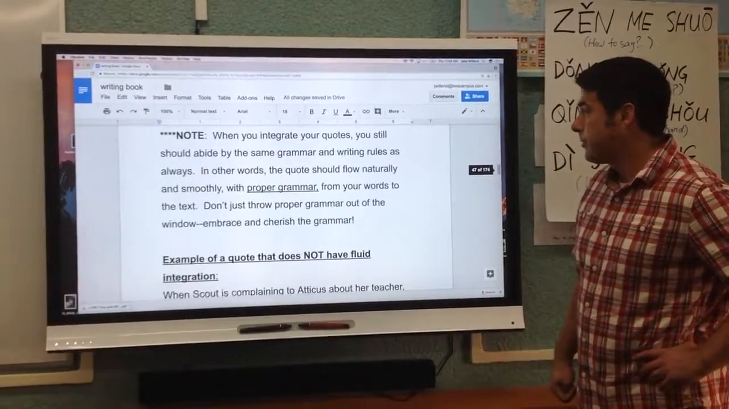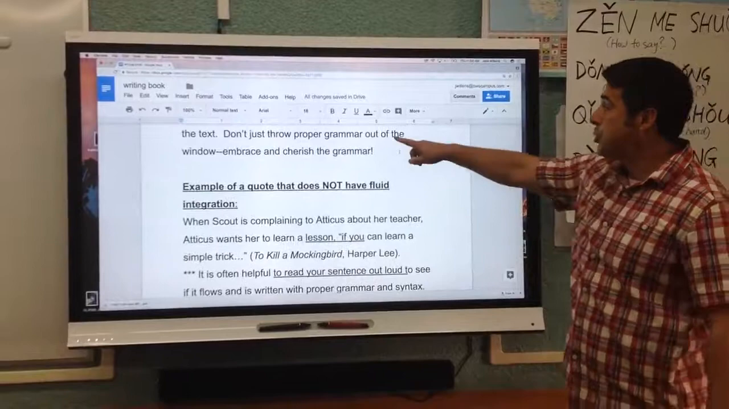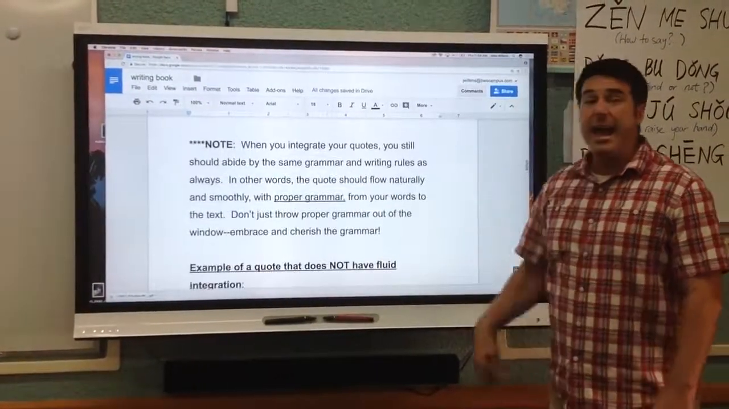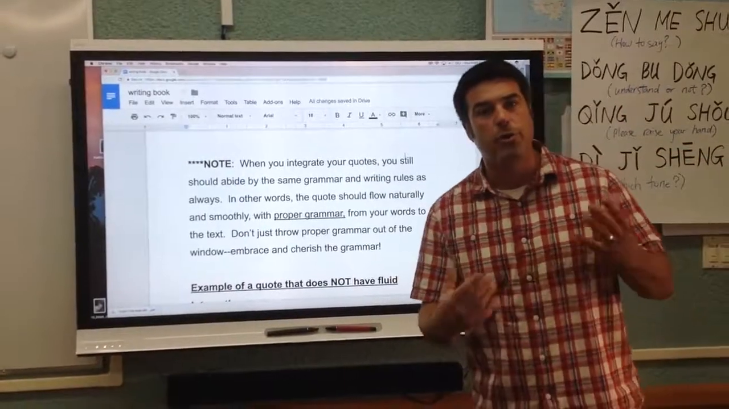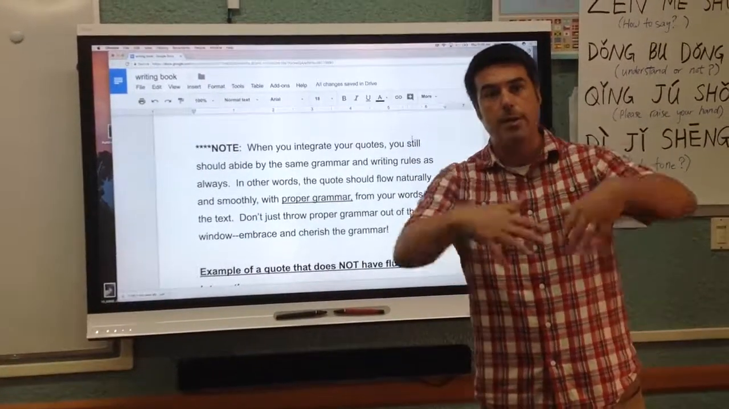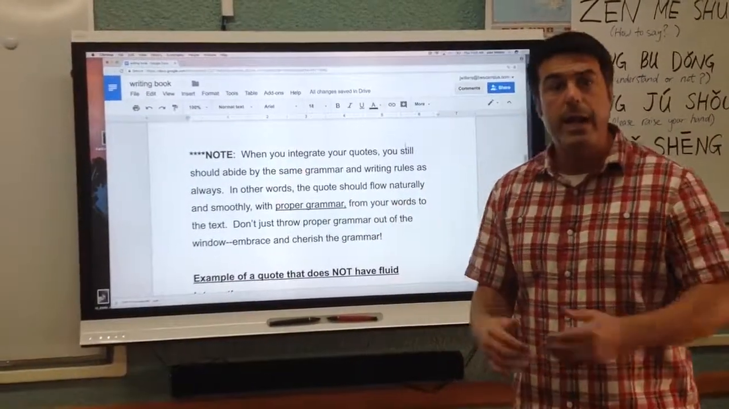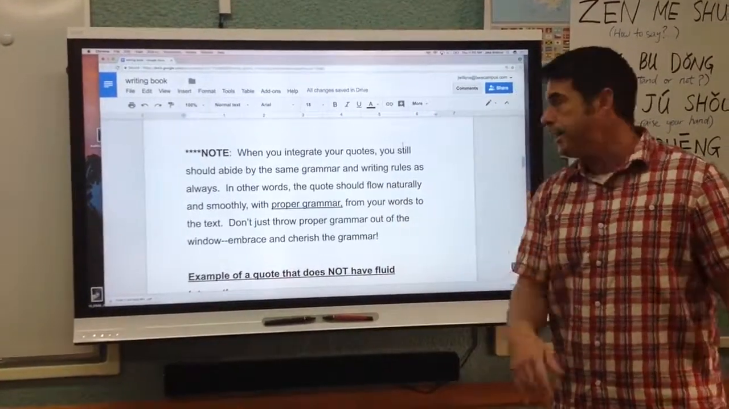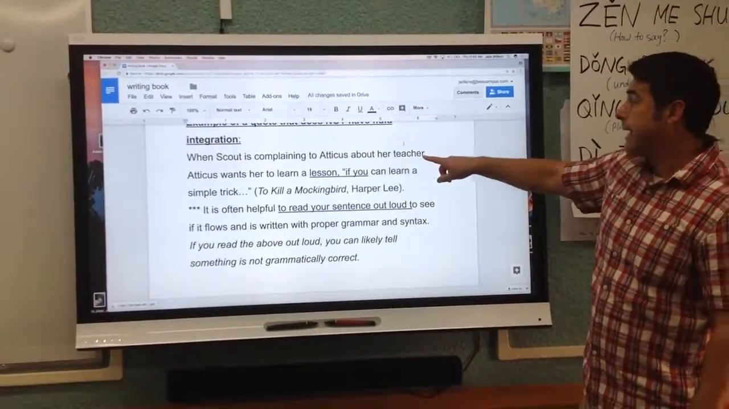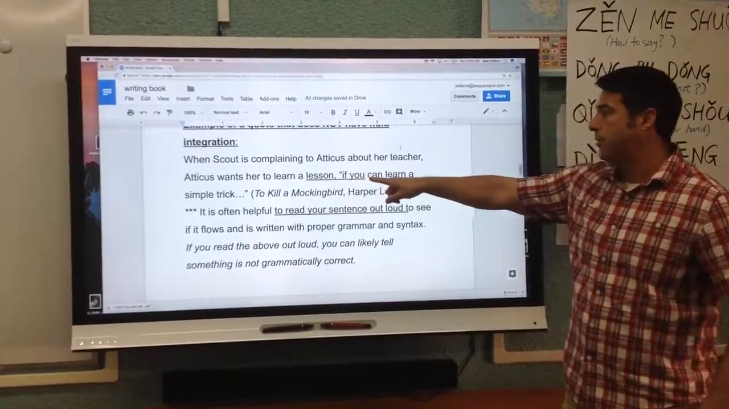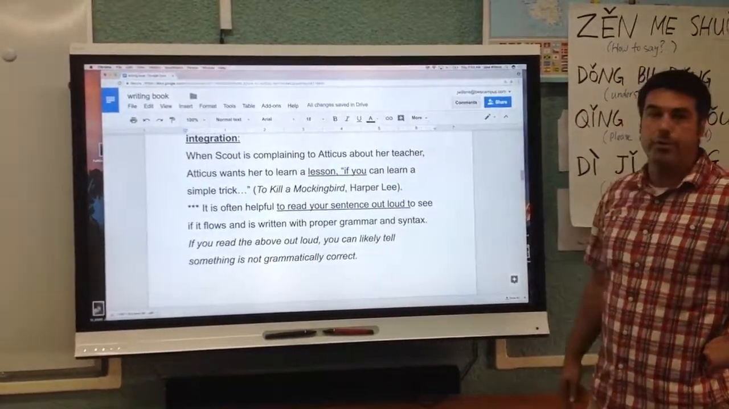Keep going. Now, when you integrate a quote, you want to have proper grammar. You can't just start the quote with your words, throw in a comma, and then put the quote and say, "Oh, there, it's integrated." It actually has to make sense grammatically and flow. For instance, if I said, "When Scout is complaining to Atticus about her teacher, Atticus wants her to learn a certain lesson, 'if you can learn a simple trick.'"